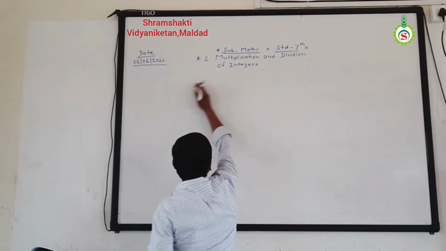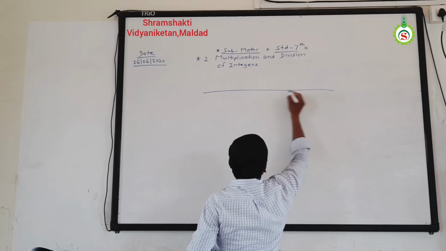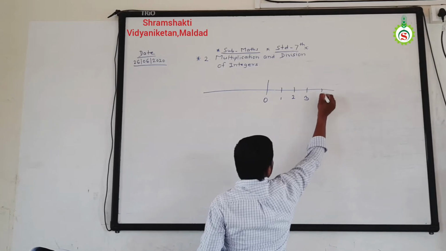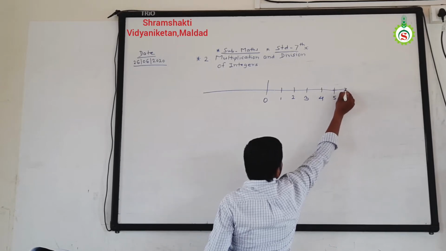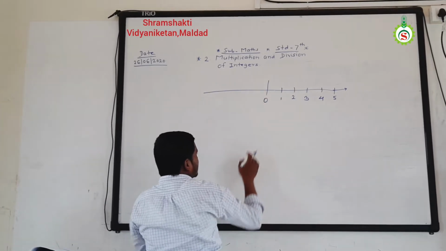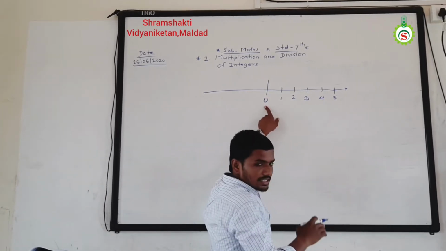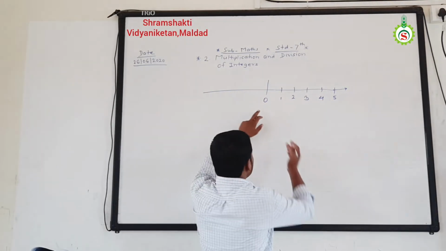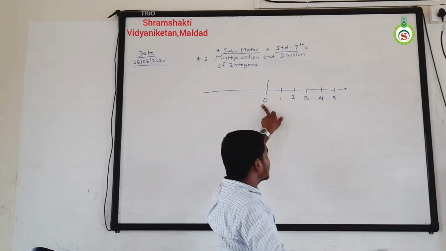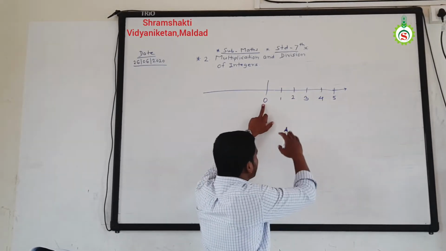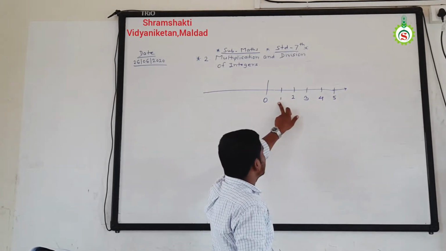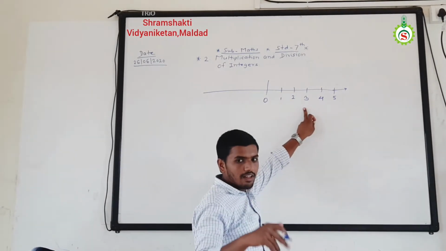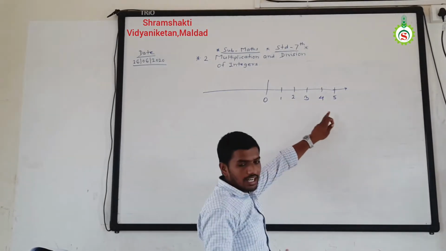Firstly I will draw the number line, that is 0, 1, 2, 3, 4, 5. And that line can be extended. That means those numbers are all positive numbers. Why are those numbers positive? Because all the numbers are on the right hand side of the 0, or all the numbers are above the 0. That means those numbers are positive numbers, and those numbers do not have any sign. Which sign do those numbers have? Plus sign. So all those numbers are positive numbers.